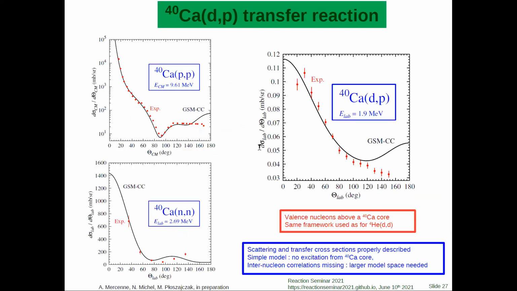So we'll finish with the first calculations of the DP reaction, which has also been done in a simple space: a calcium-40 core with a deuteron, and hence two valence nucleons above a core. Calcium-40 is not so good a core, so we can just consider deuterons of low energy. Here we took 1.9 MeV, which is smaller than the first excited state of calcium-40, so that we could expect to have good results.